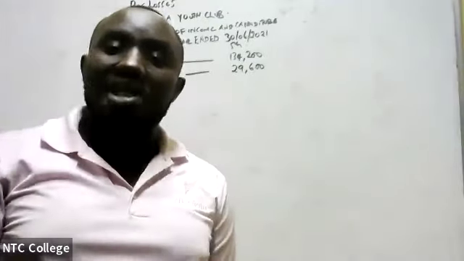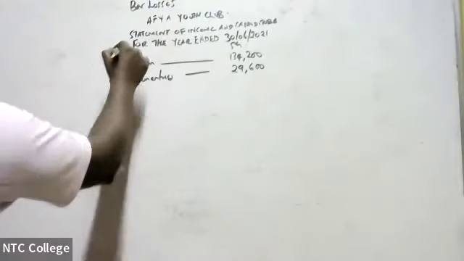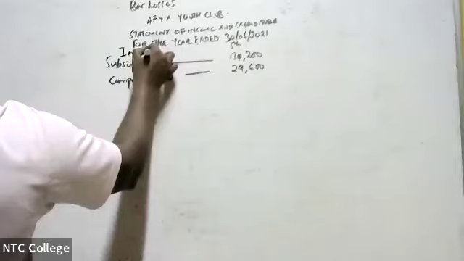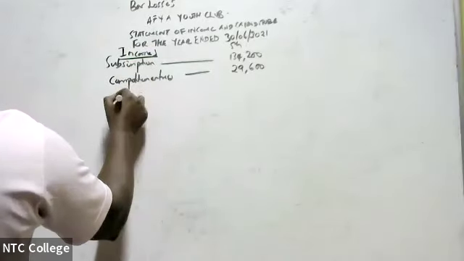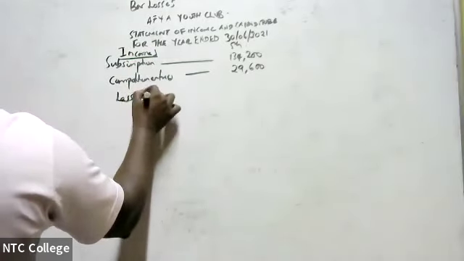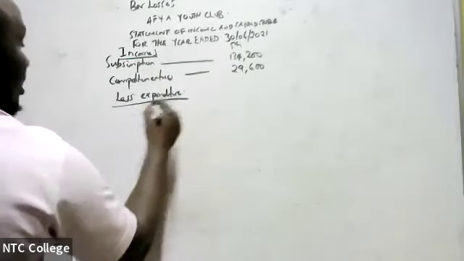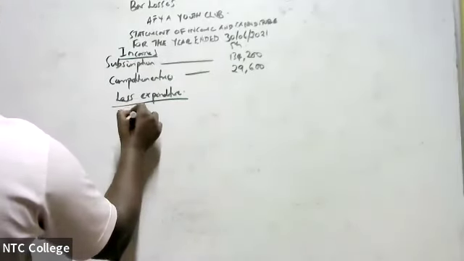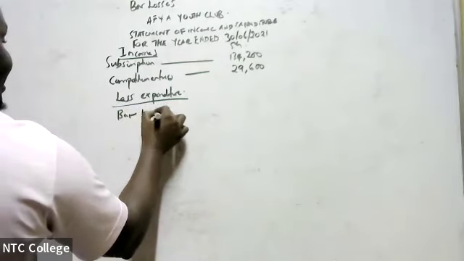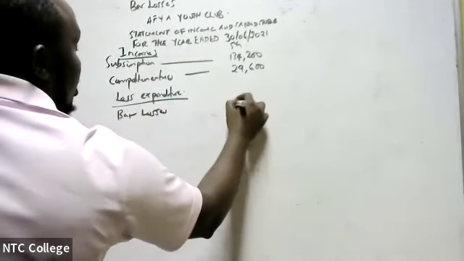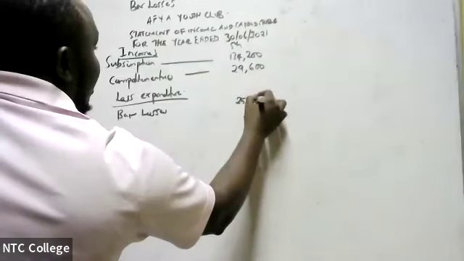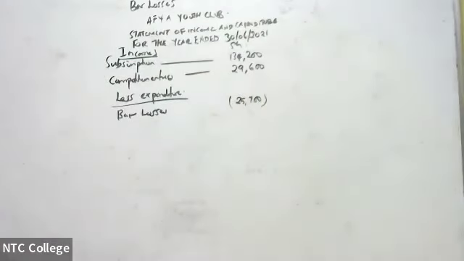So for the bar, it was a loss. So for the bar, there was never an income. So then you say these are incomes. You say less expenditure. So the first expenditure we call bar losses. Bar losses was 25,700. Are we together? Yes.